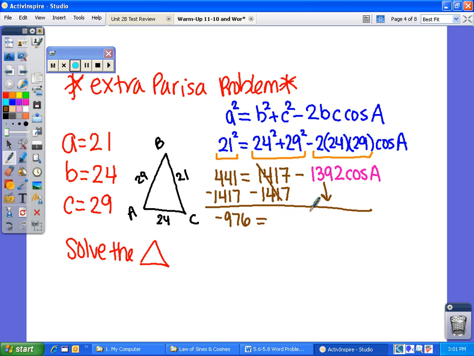Bring this down and divide both sides by negative 1,392. Now, being that I'm solving for the cosine of A, I'm going to use my arc cosine.